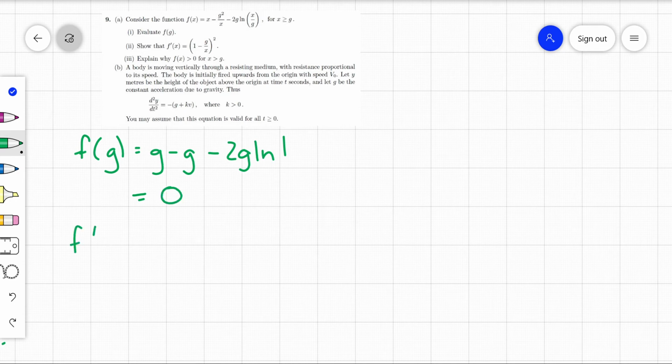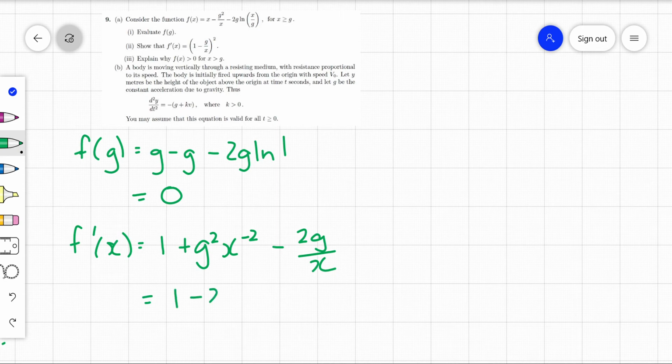Now f dash of g, this is f dash of x. So we're differentiating x, so this has got x to the negative 1, so if the negative 1 comes down, it's plus. We've still got g squared, but now it's x to the negative 2, and it's a log, so we've got 2g on x. So if we look at that, we've got 1 minus, I'm going to just swap the terms around here. And this is g on x squared, so you can see it's a perfect square.